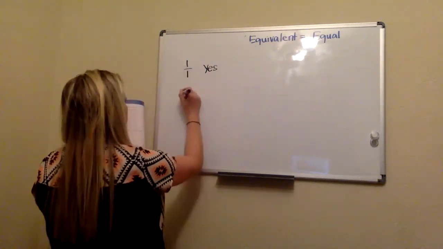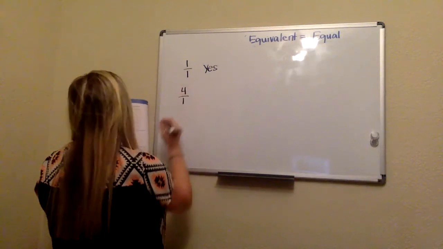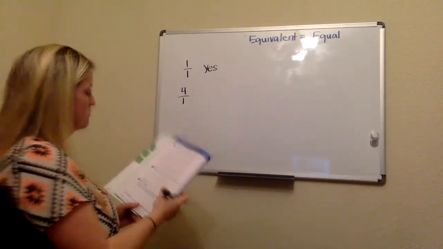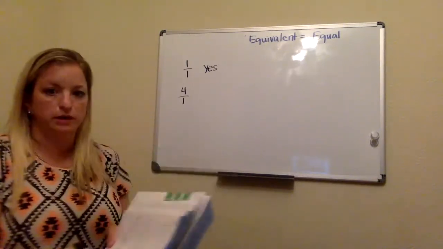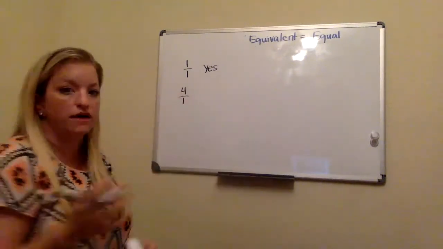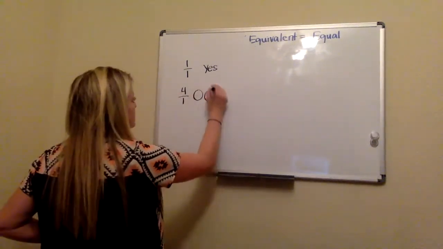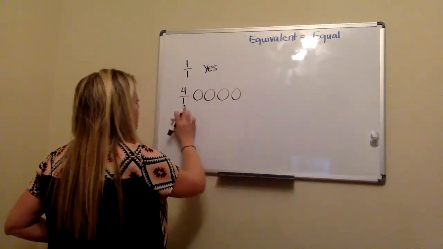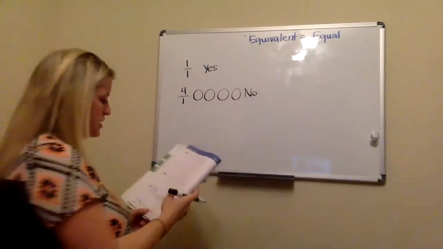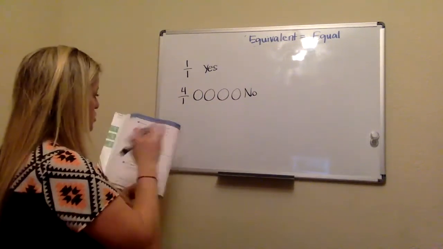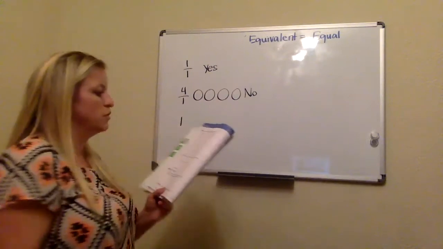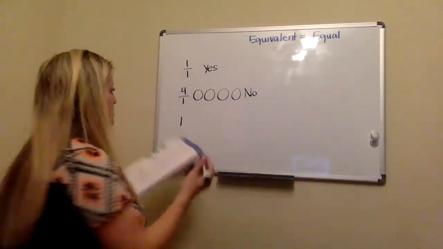So that's one whole. 4 over 1. Well, this one represents, if you remember from our peppers, I have one whole, but I have 4 of them. So this was I have 4 wholes. So this one would be no. Then I jump to the third row, and it is 1 over 1, which represents one whole. So that one is yes.